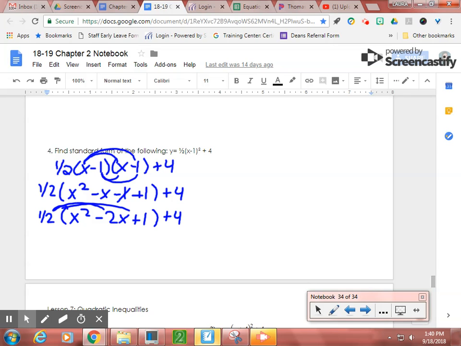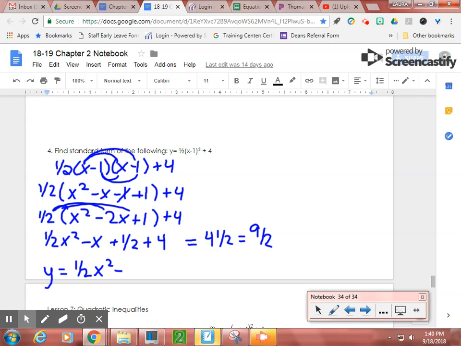Distribute. So I have 1/2 x squared. Half of 2 is 1, so minus x plus 1/2 plus 4. So that's really going to give you 4.5. Well, if we want 4 and 1/2, that's really going to be 9 halves. So then our final answer to this is 1/2 x squared minus x plus 9/2. And that's how you convert back and forth between the two different forms.